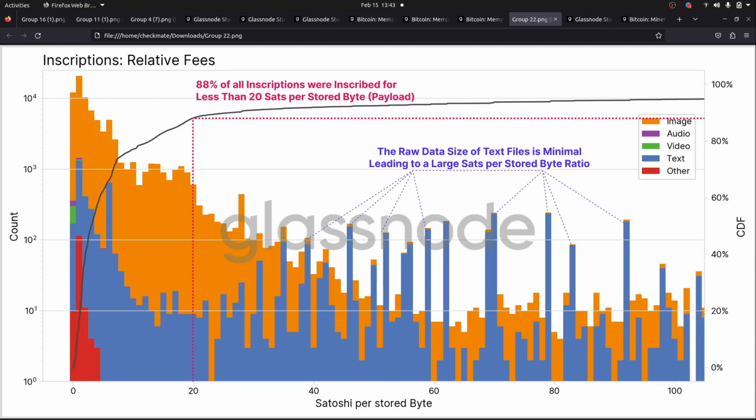Now, the concept that inscriptions are pricing out or crowding out monetary transactions, I actually see in this data quite the opposite.